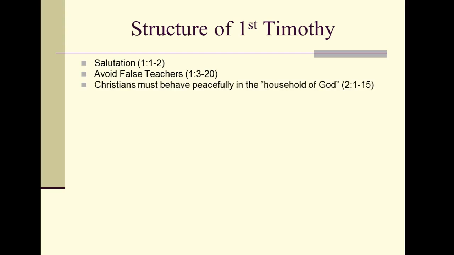Christians must behave peacefully within the household of God. This is the way in which Christians behave when they come together in the assembly, realizing that these assemblies are very public, that what goes on inside these households could be heard by outsiders, and that they can observe the behaviors of Christians. They ought to be praying for the emperors, though they're not seen as people who are antagonistic towards the empire. There shouldn't be arguing and quarreling.